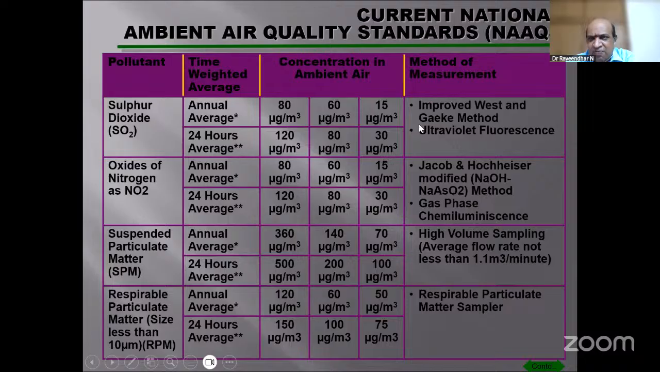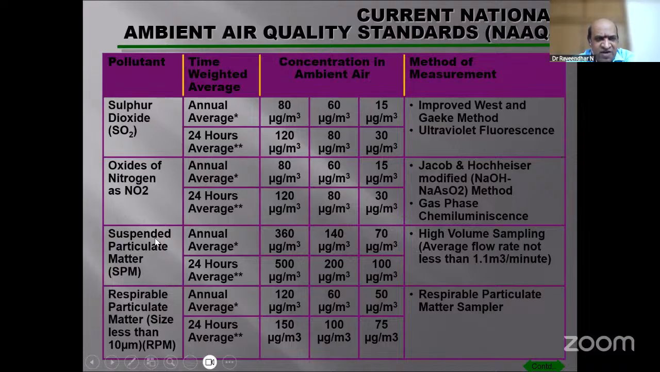The methodology is the improved West-Gaeke method. Second is oxides of nitrogen. It may be NO or NO2. NO is nitrogen monoxide, NO2 is nitrogen dioxide, and both are important. The remaining three we need not bother about. We will measure NO2. There also the limits are 80, 60, 15, 120, 80, the same limits for both gases.